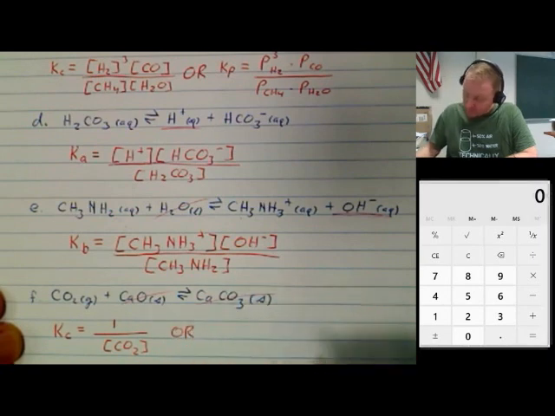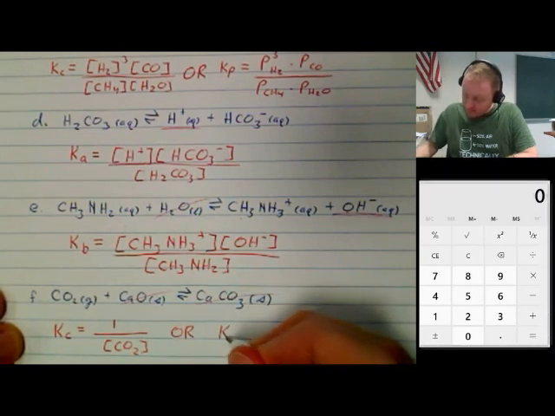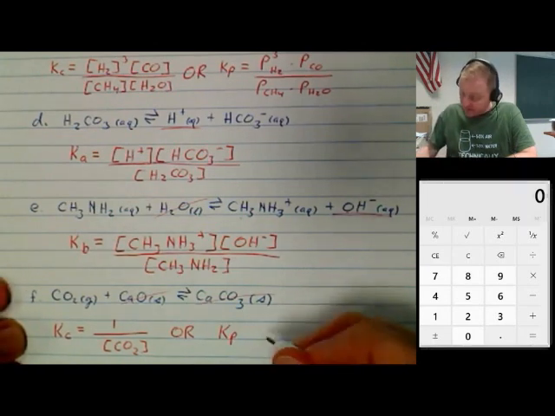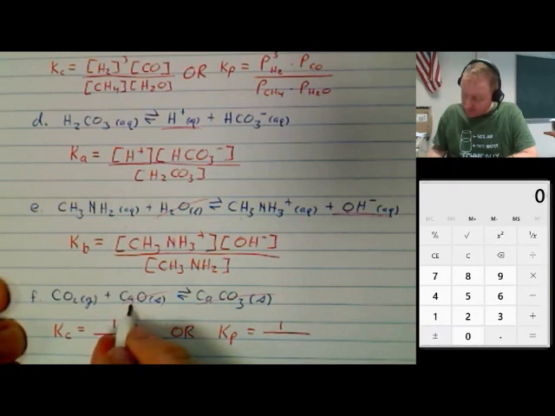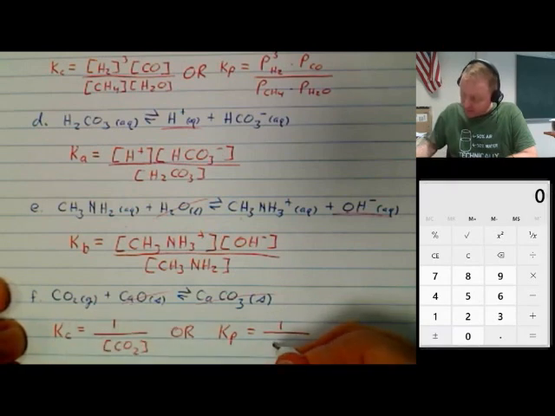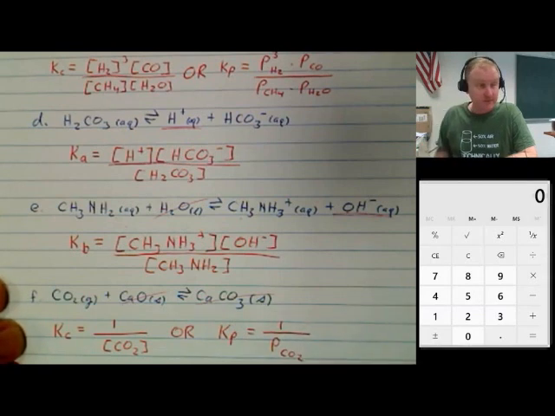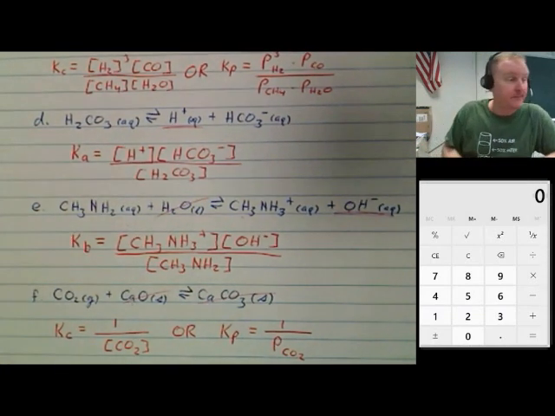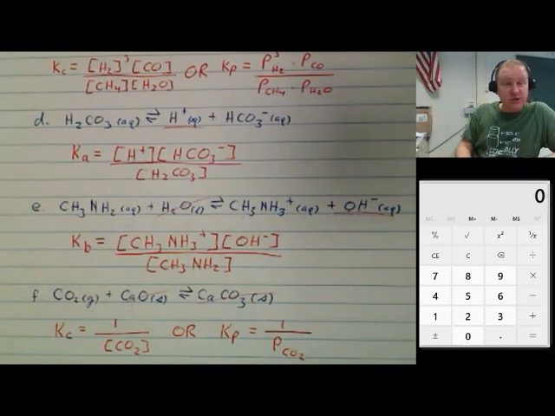Or it could be a Kp because it's a gas. We could have been talking about the pressure of carbon dioxide. Again, there's no numerator, and this isn't included because it's a solid. So it would just be the pressure of CO2. It could be done either way. And that's question 1.